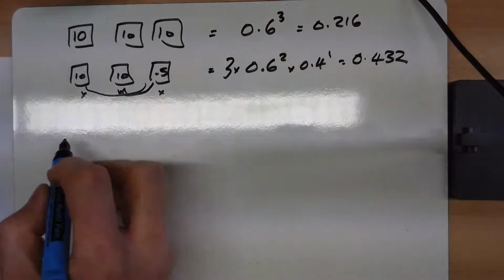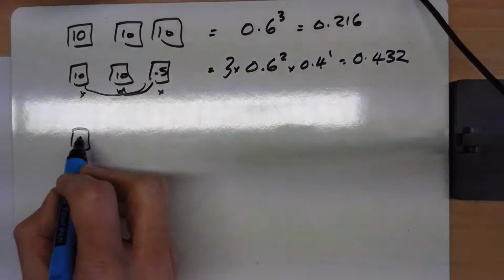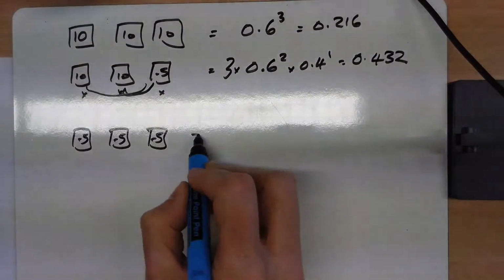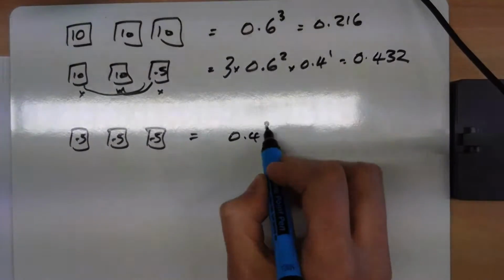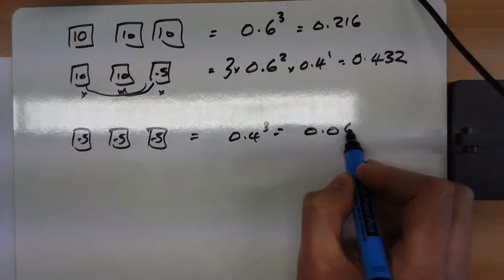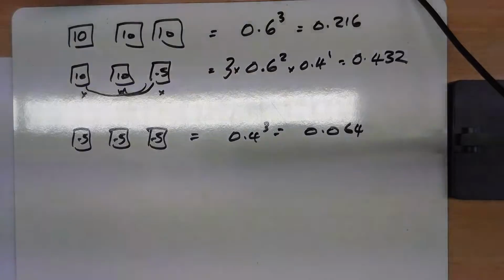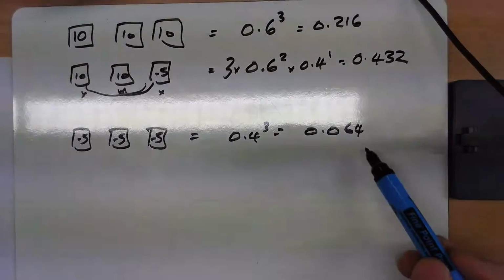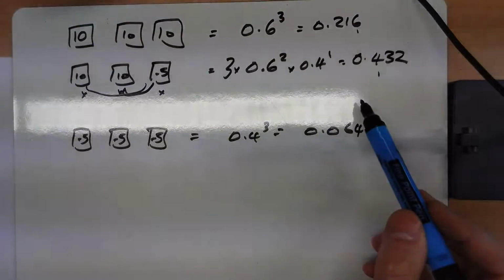And so that's why the total is 0.432. The chance of getting all 3 wrong, minus 5, minus 5, minus 5, well, that's just 0.4 cubed, and they gave you that one, 0.064. So if you want to work out the probability of scoring 0 points, you could actually just do 1, take away all of these, and that would give you the answer.